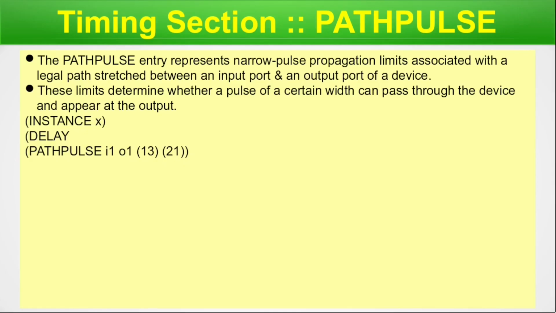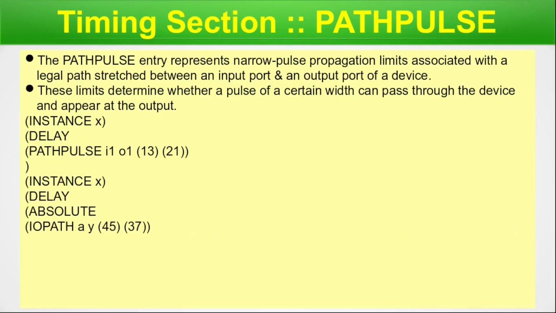Now, let us see some more examples. Instance X and then delay and then absolute, IO path, close. Okay, we come again to the path pulse statement. We are not discussing the delay, absolute delay or everything. We will discuss it later.